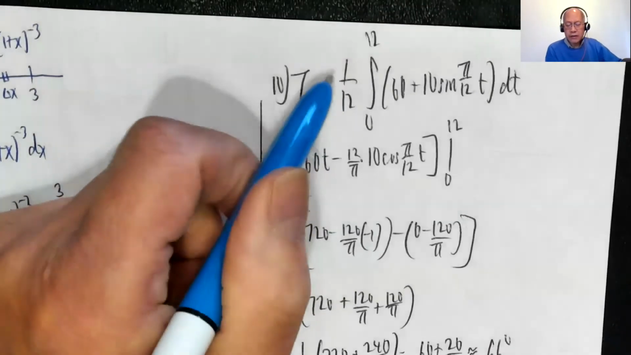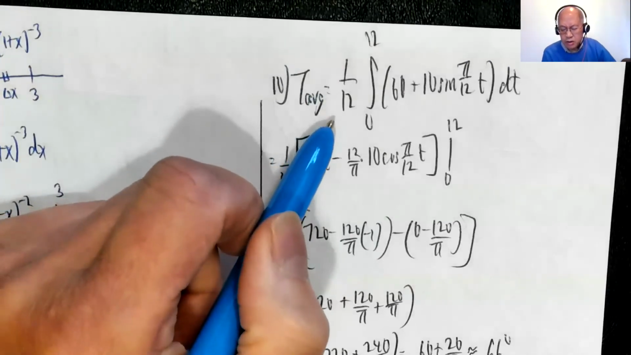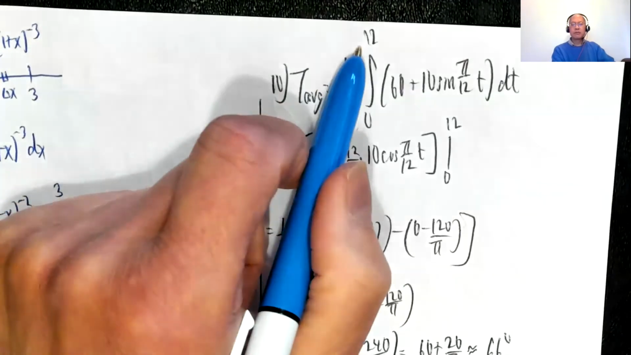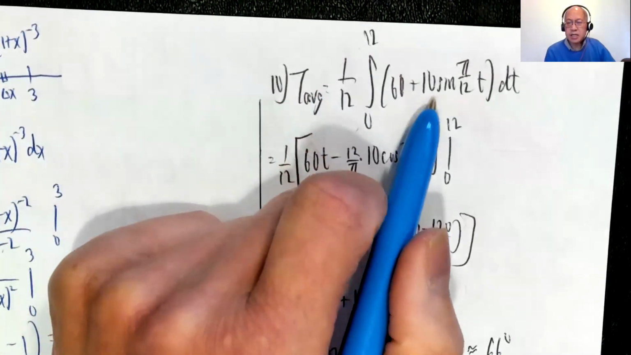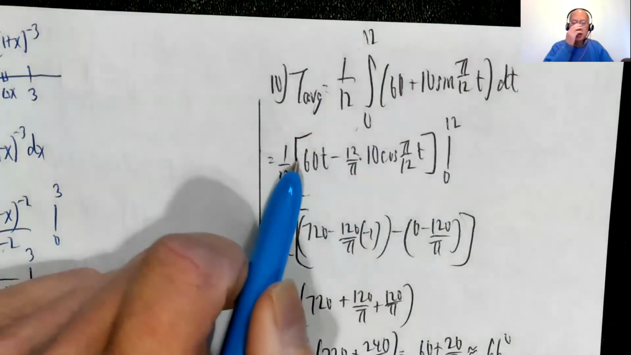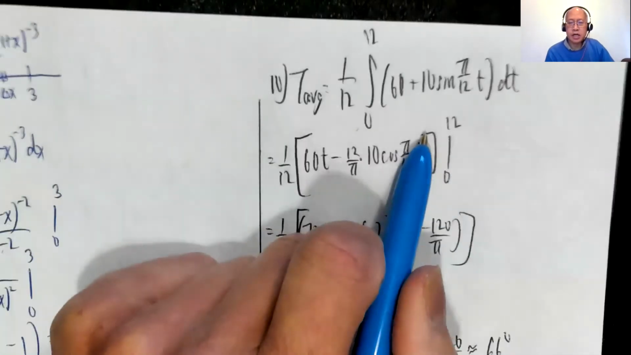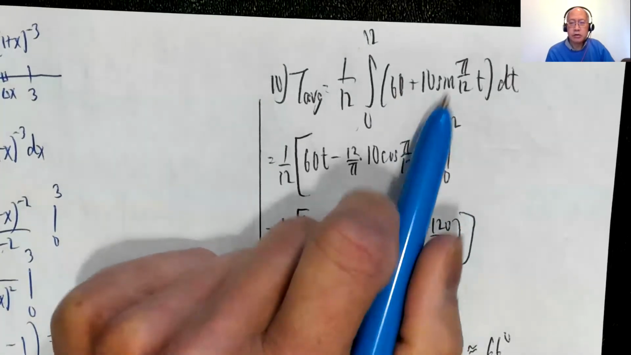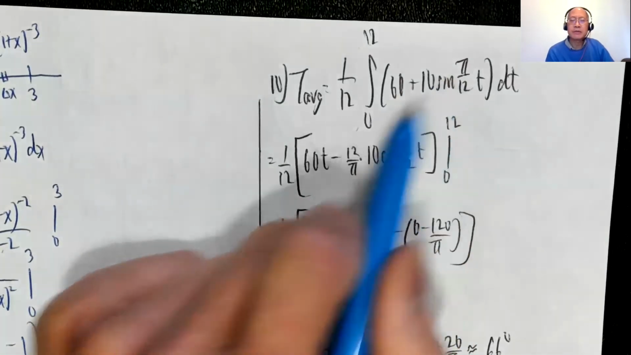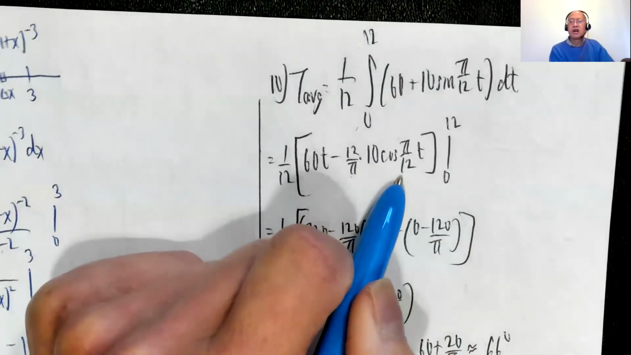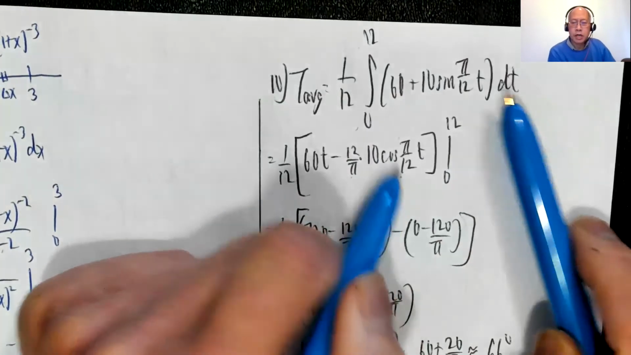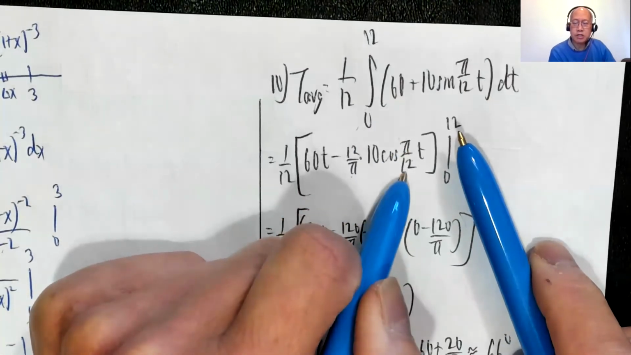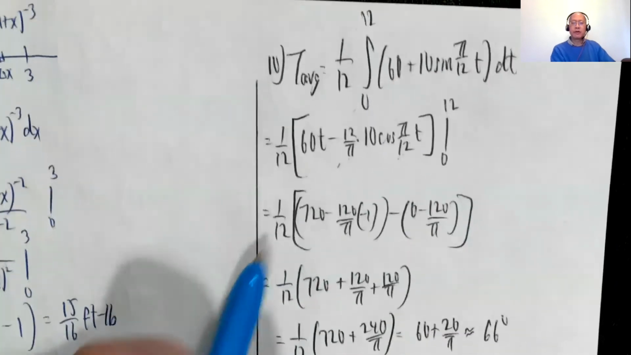Number 10, average value from 12 midnight to 12 noon. This is hours since midnight, so 1 over 12 minus nothing, integral from 0 to 12 of 60 plus 10 sine of pi over 12 t dt, which is 60t minus, chain rule, integral of sine is negative cosine, so negative 10 cosine of pi over 12 t times 12 over pi, which is the reciprocal of pi over 12. Again, chain rule in reverse. If I differentiate, I would multiply by pi over 12. So since I'm integrating, I multiply by 12 over pi.